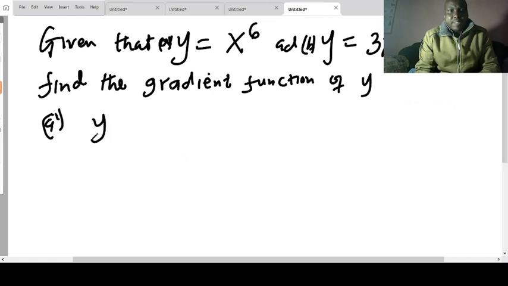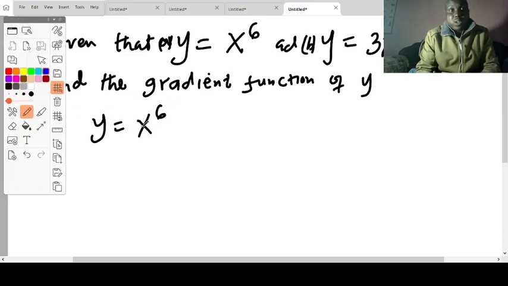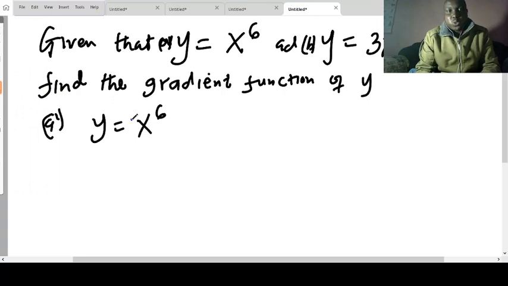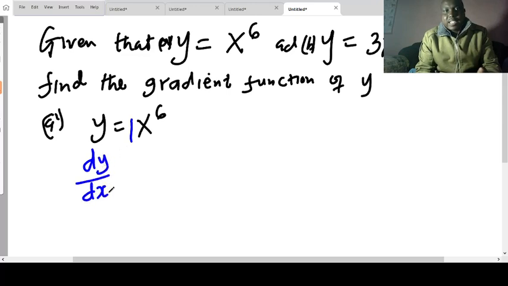So y is equal to x raised to power 6. If x is raised to power 6, then remember what we have said. The base here is x. The power is 6. The coefficient of x is 1. You should know that when you see x raised to power 6, there is always 1 here. So how do you differentiate? We differentiate y with respect to x. What do we mean by that? So we say dy over dx, which is the same as y raised to this power.